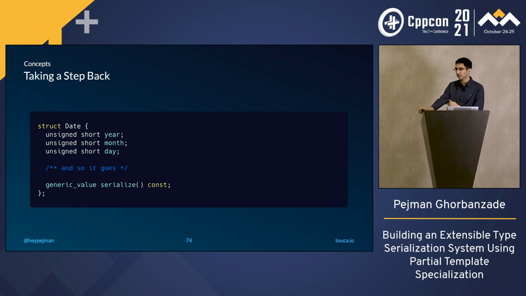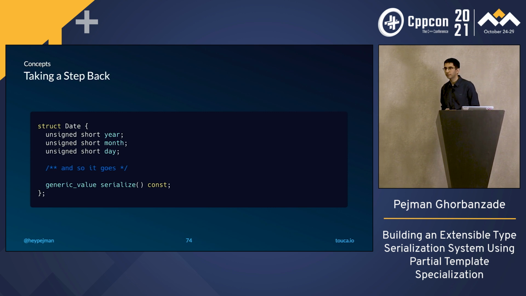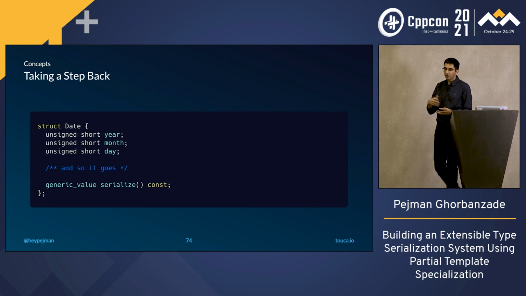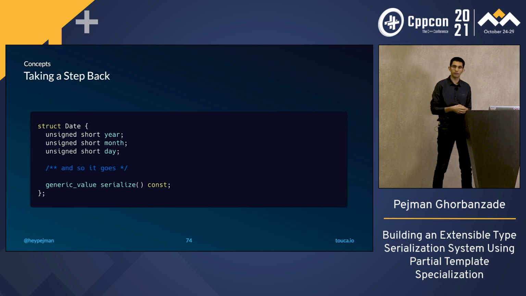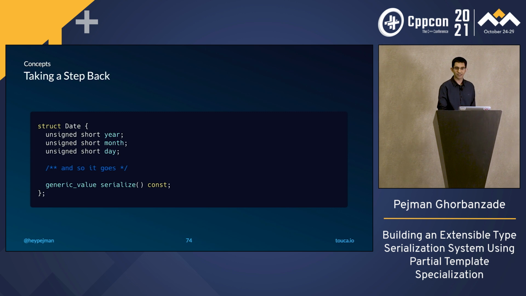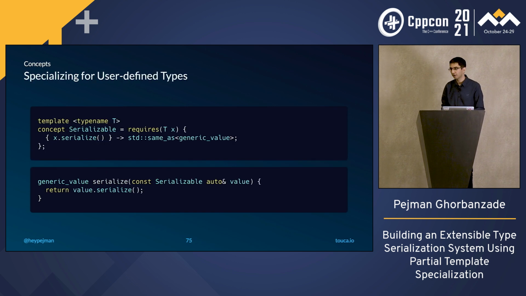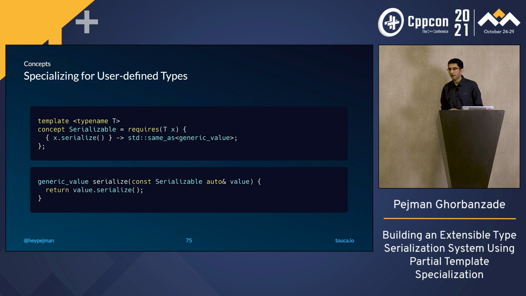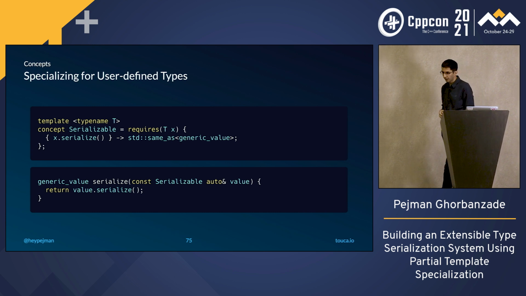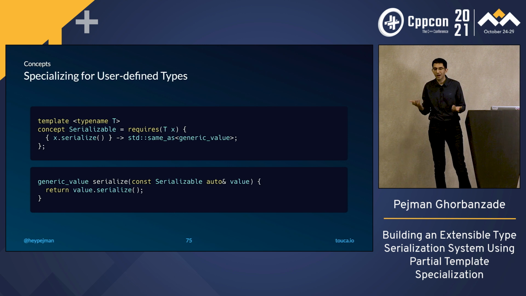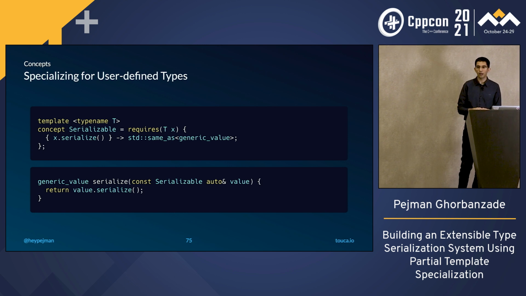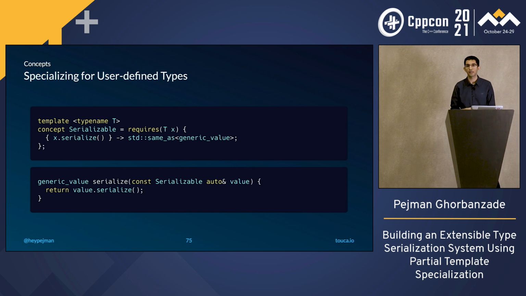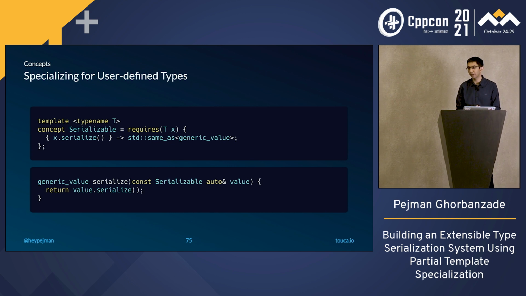So here, take this date class again. For our struct, we can just say we want to handle any type that has a serialized data member that provides our generic value. So in that case, we can do what we did with iterable or container, create a concept, or maybe not even create a concept because it's so simple, and then use that as our only specialization that we provide for our users to implement.